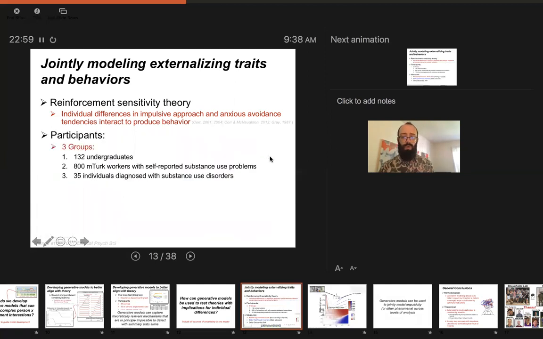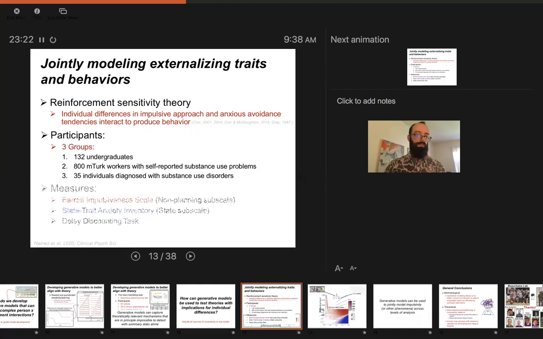And to look at this question, we had 3 different groups of participants with various levels of impulsivity. Our first group was just undergrads that were unselected. We didn't say they had to have anything specific to come in. And then we had 800 Amazon MTurk workers who were screened in for problematic substance use, and then 35 people who were diagnosed with substance use disorders by trained clinicians.